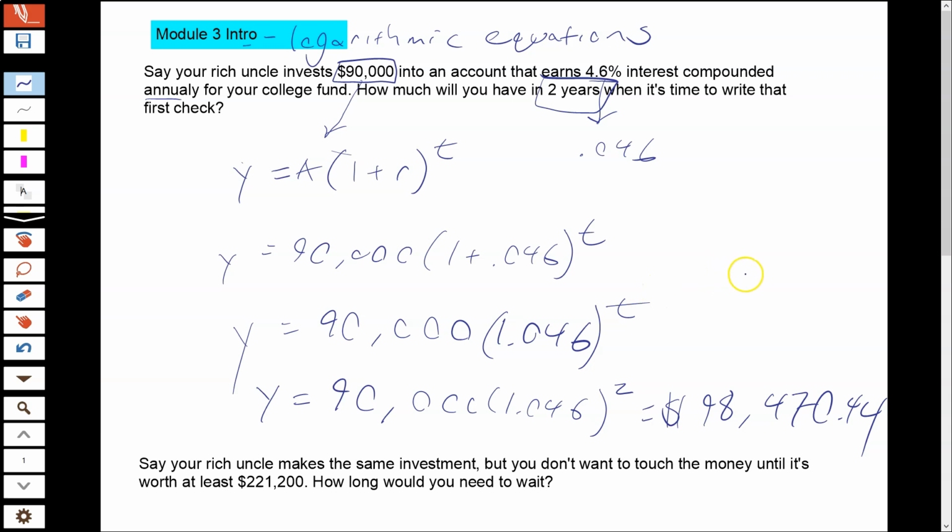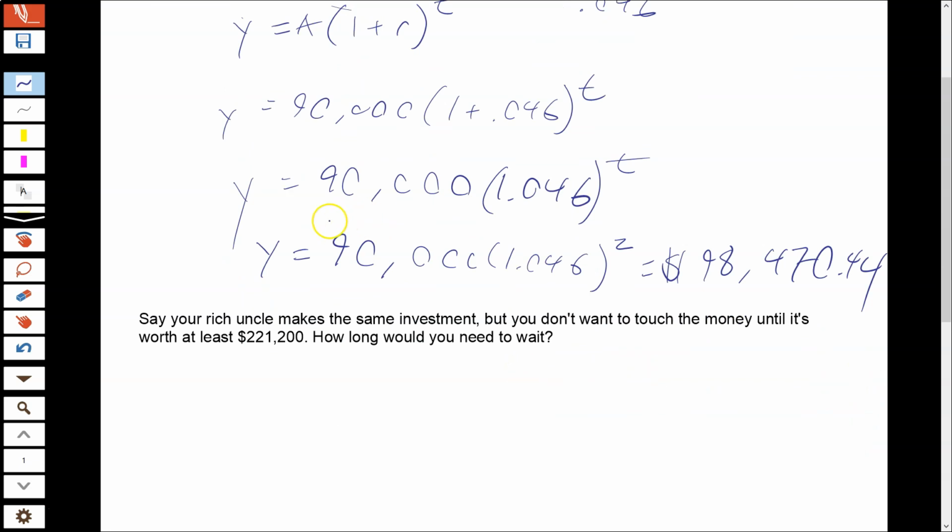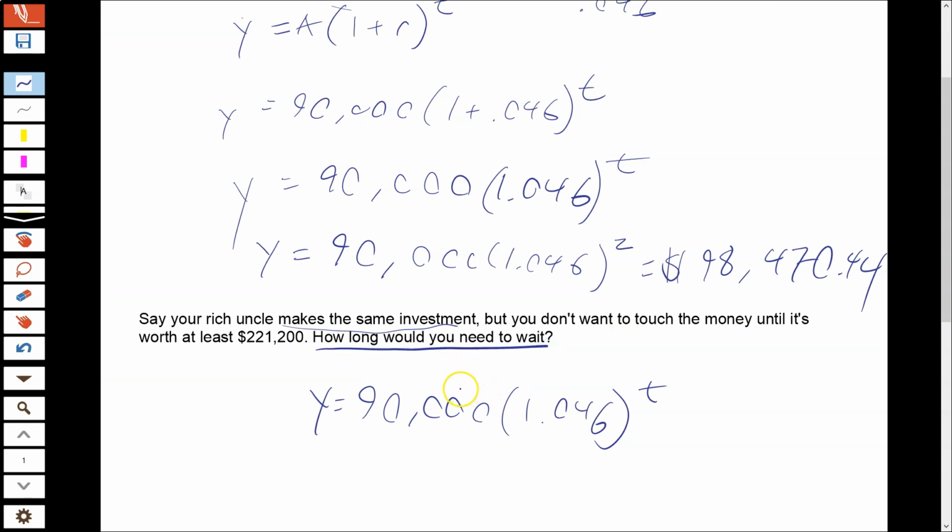I'm about to ask you how we are going to go about this. What's the difference between this problem down here and the original problem? In this problem, we're making the same investment. Rich uncle makes the same investment. So I'm going to use the same function as before, right? Same investment, same function: 90,000 times 1.046 to the t power. But here, we don't want to touch the money until it's worth at least $221,000. The question is, how long would I need to wait?